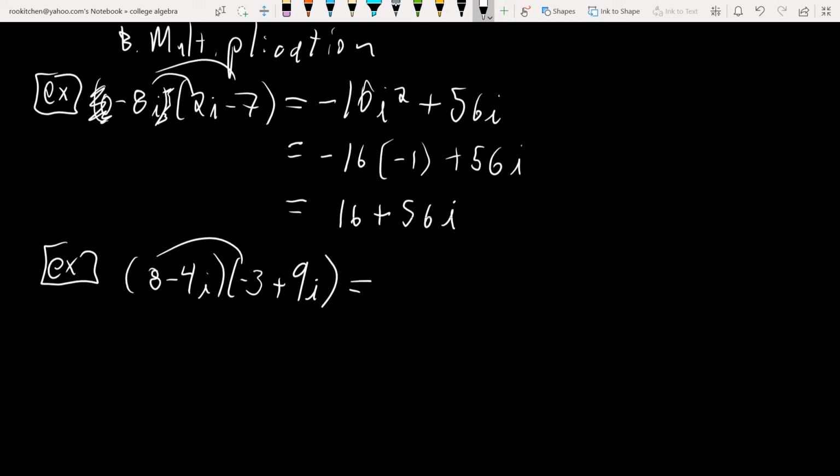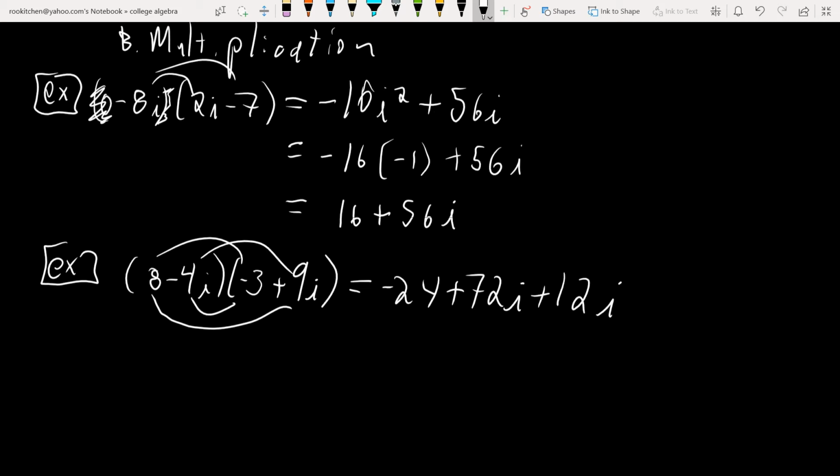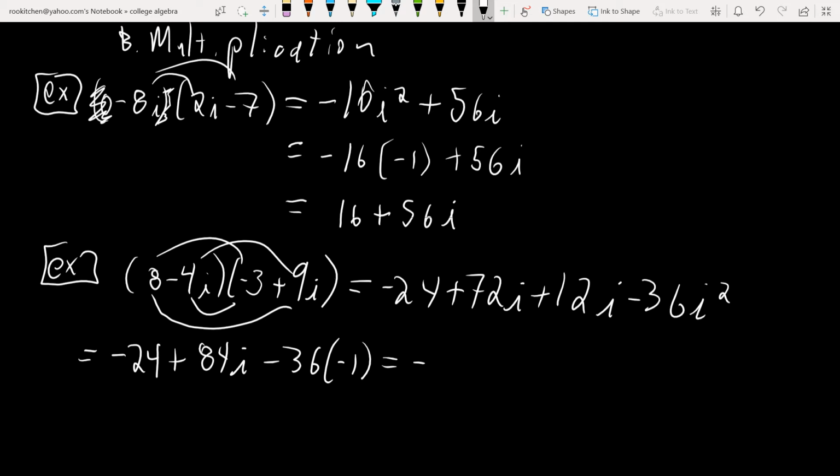So first, negative 24, outer plus 72i, inner plus 12i, and then last, minus 36i times i is i squared. Okay, I need to get this in standard form. So what do I have? Negative 24, 72 plus 12 is 84i. And then minus 36 times i squared, which is negative 1. So negative 24 plus 84i plus 36.